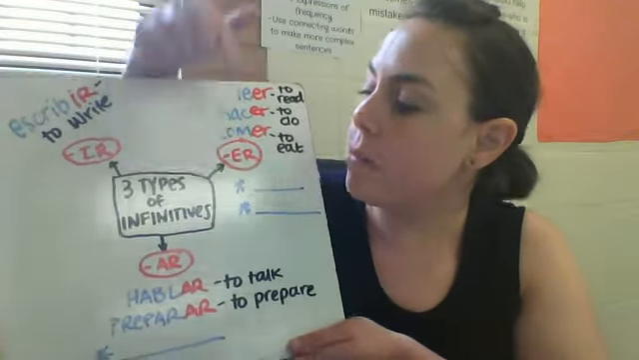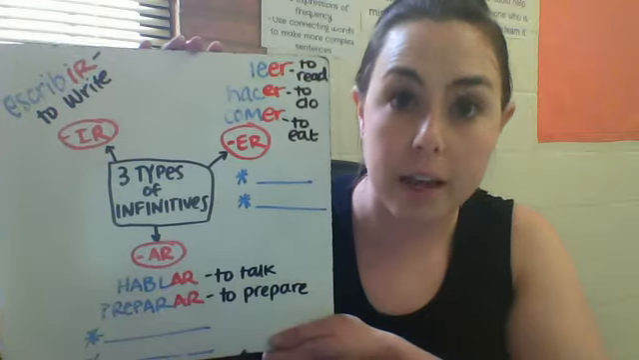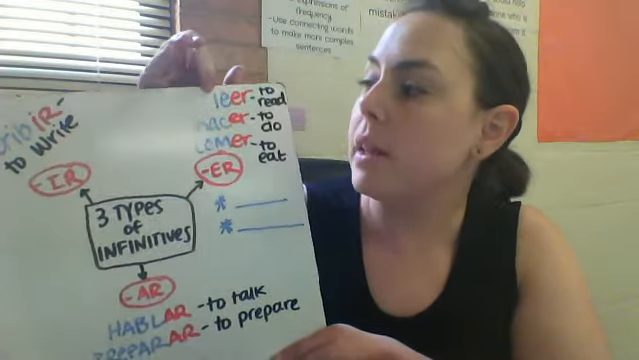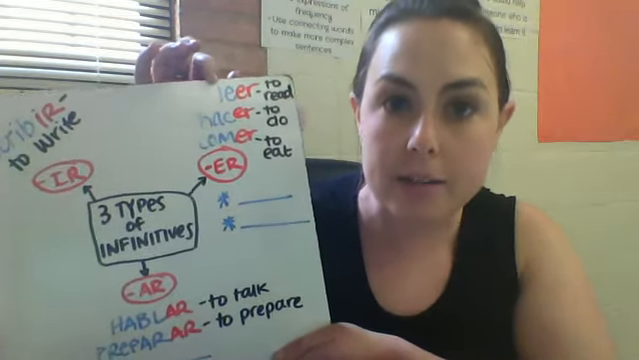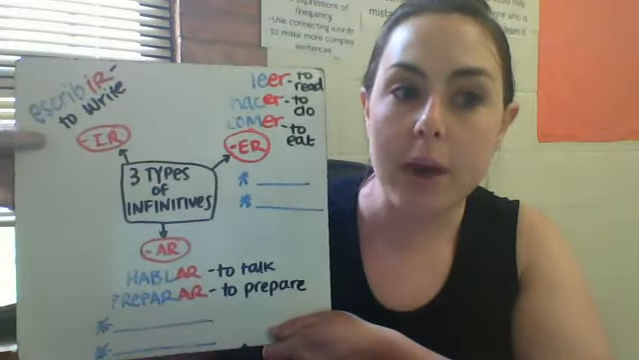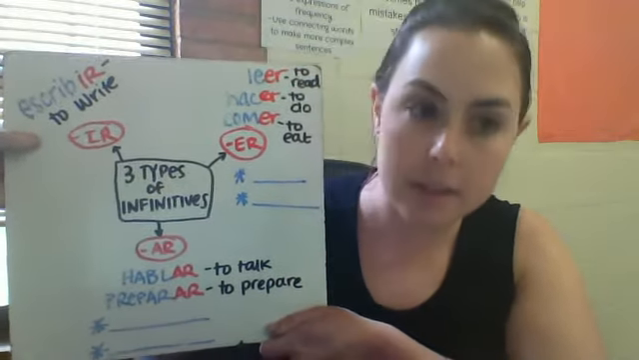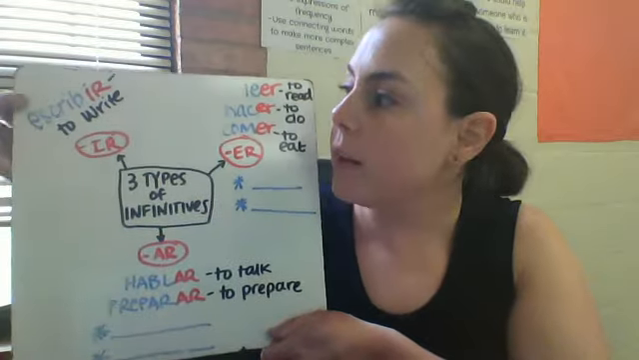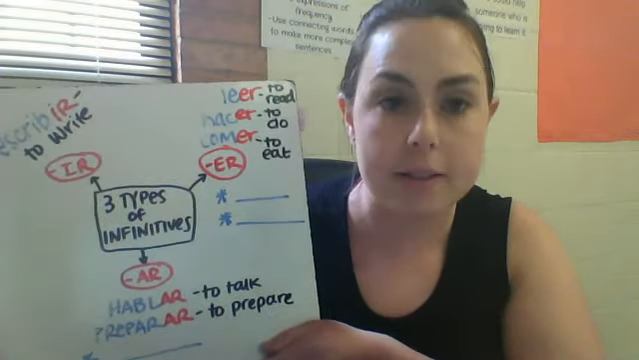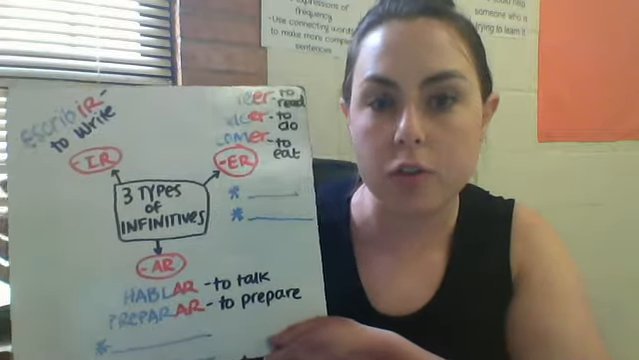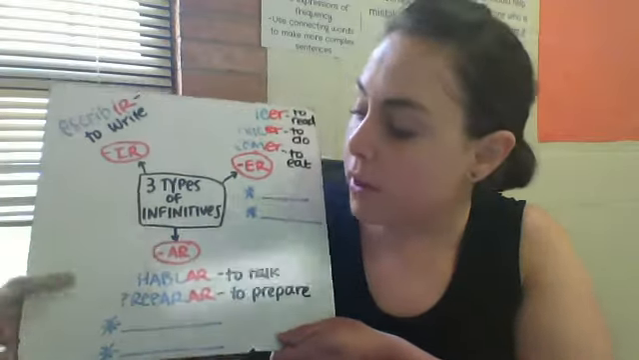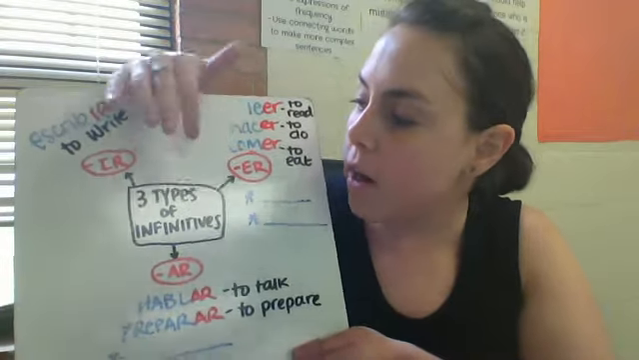ER is the second type of infinitive and the second most common type of infinitive. Some examples of ER verbs would be leer for to read, hacer for to do, and comer for to eat. Finally, we have IR verbs, and IR is the least common type of infinitive. An example of an IR verb, which by the way is the only one that we know right now, is escribir, which ends in IR and means to write. In English, they all start with the word to. In Spanish, we recognize an infinitive by the ending, knowing if it's an AR, ER, or IR.